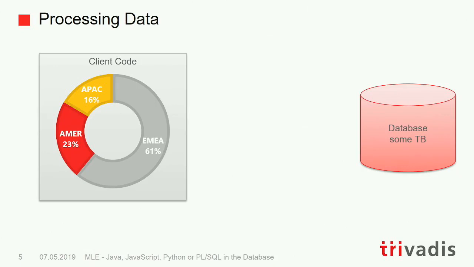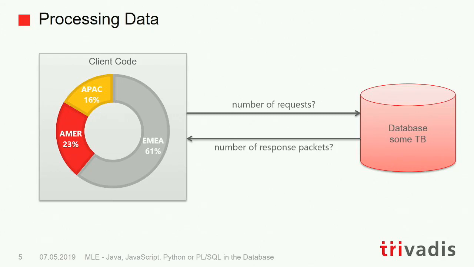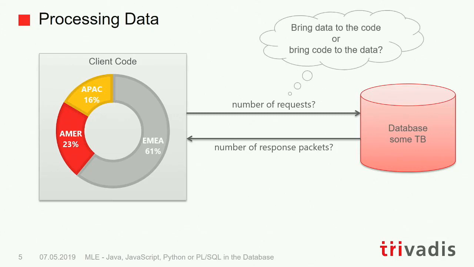It doesn't just matter. So when we think about how to solve that, we have to think about, at a certain point, how many requests I do against the database and how much data I get back. In other words, I'm thinking about whether I'm going to push code to the database or I push data to the code. And why is that so important?